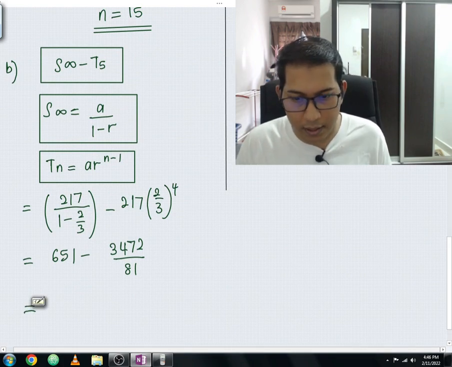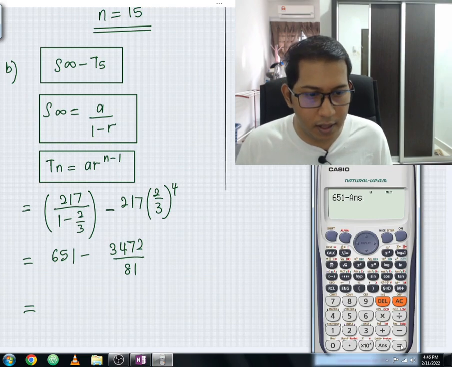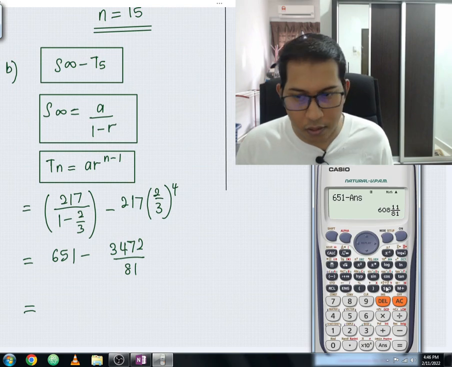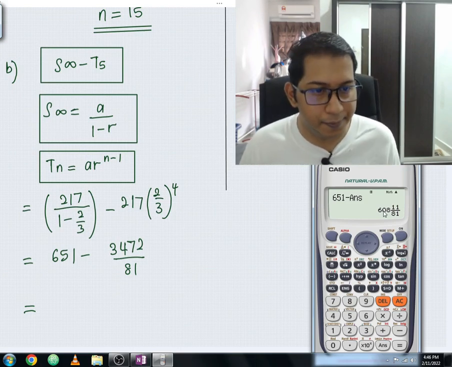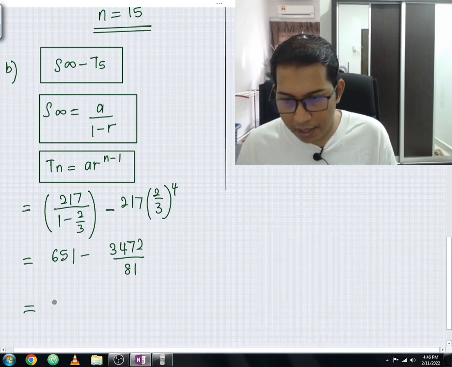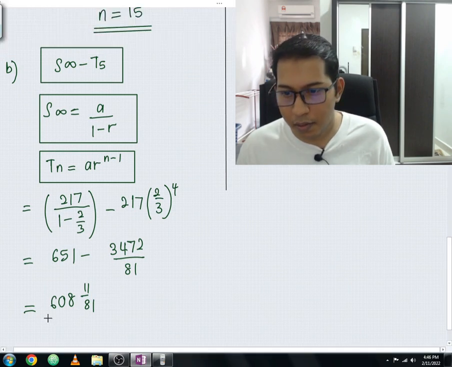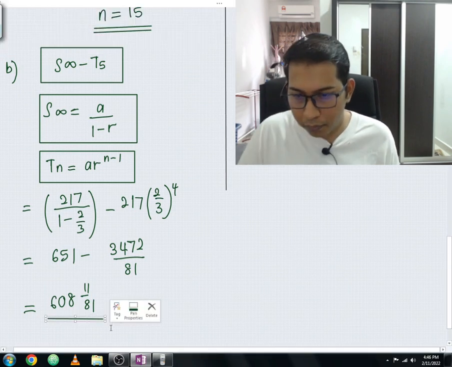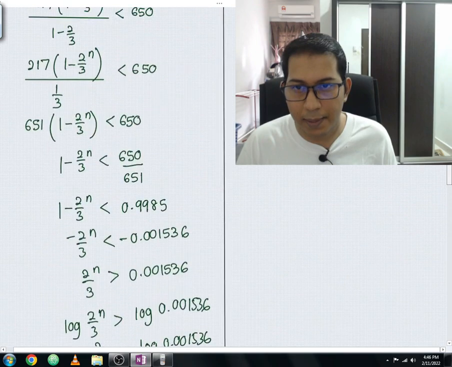Let us calculate this together. 651 minus the answer from the previous working. Change this to a mixed fraction. So you should get 608 11 over 81. So this is your final answer. Let me underline the solution for question part B. Let me scroll this up.